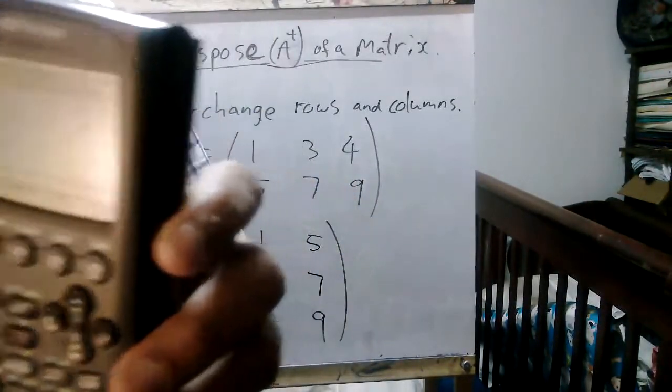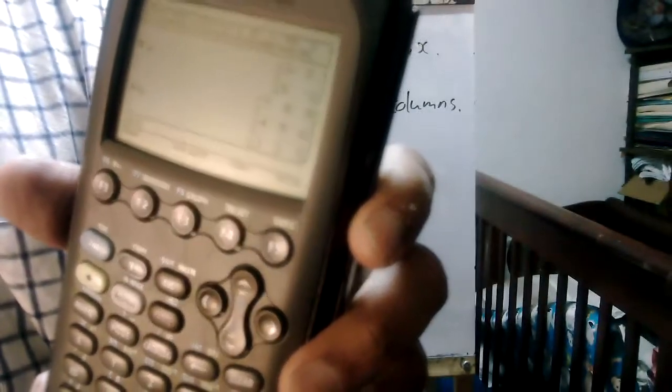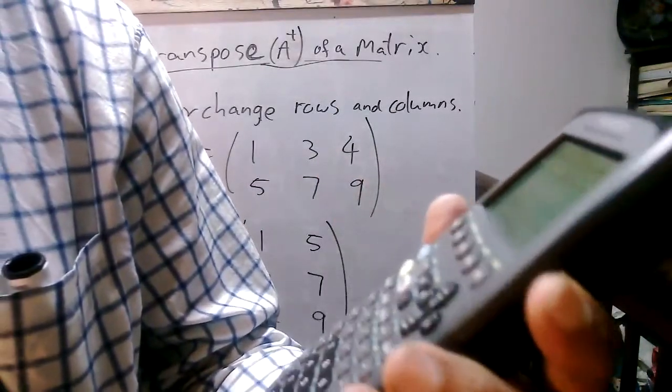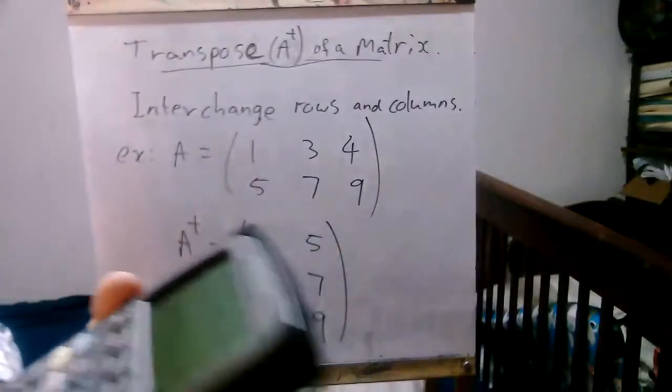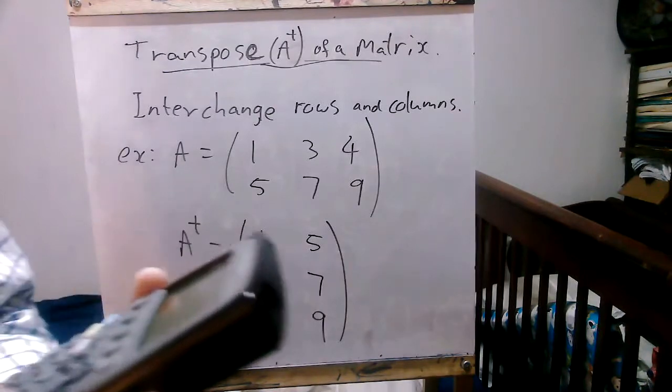Okay, now you can see it. I enter A times B, I enter, you see it gives us an error message. Dimension, it's the error message dimension, right? So we know it, right? Now let's do another one.